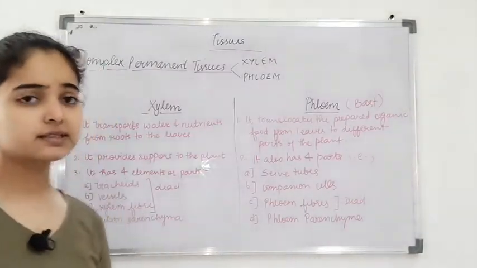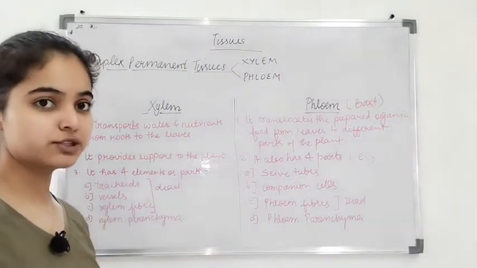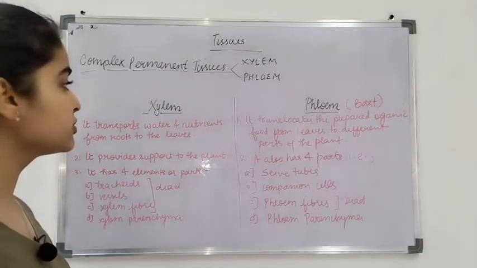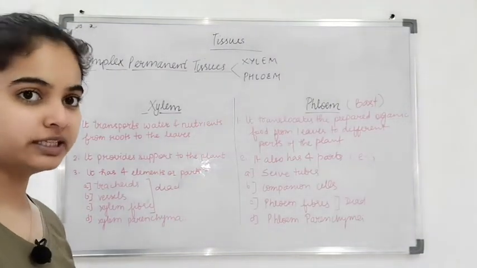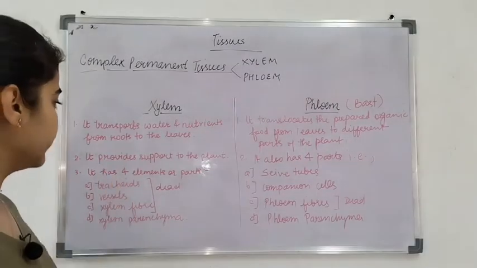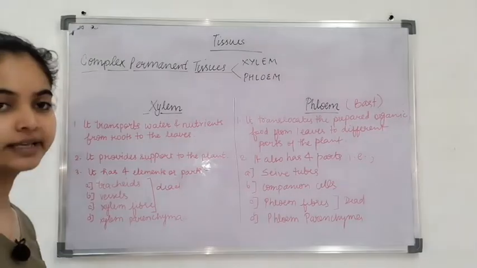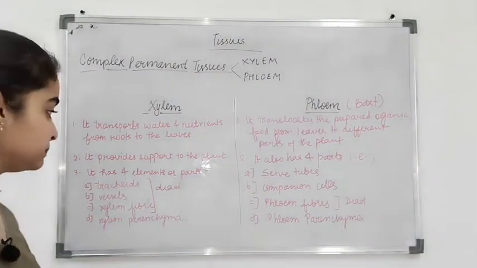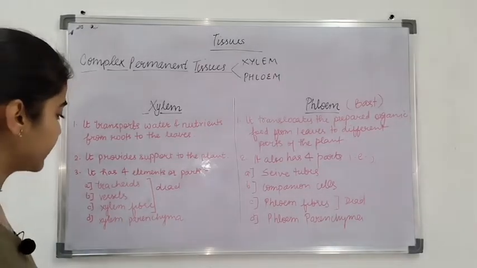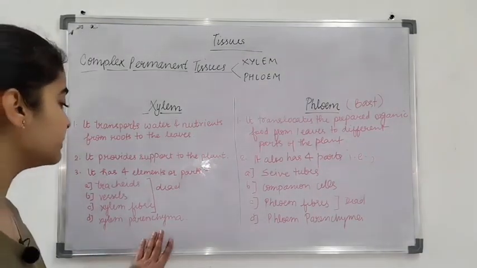The next subtopic is complex permanent tissues. These tissues are of two types. First is xylem tissue, second is phloem. Xylem. Xylem transports water and nutrients from the roots to the leaves. It also provides support to the plant. This xylem tissue has four parts, which are tracheids, vessels, xylem fibers, and xylem parenchyma. Among these four parts, these three parts, that is tracheids, vessels, and xylem fibers, are dead in nature, and xylem parenchyma is living.